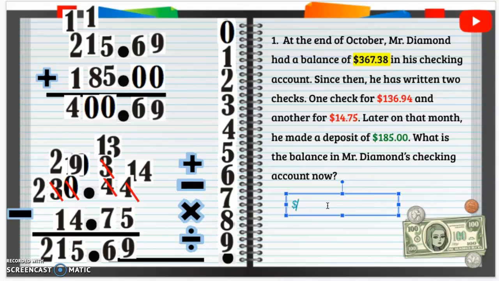So I'm going to put that $400.69. And that is our answer.